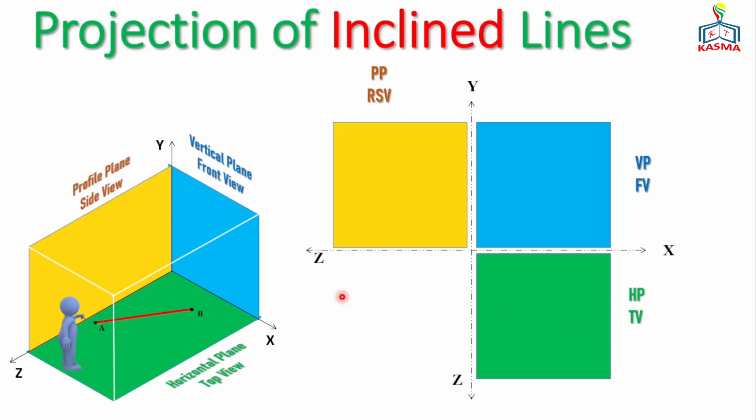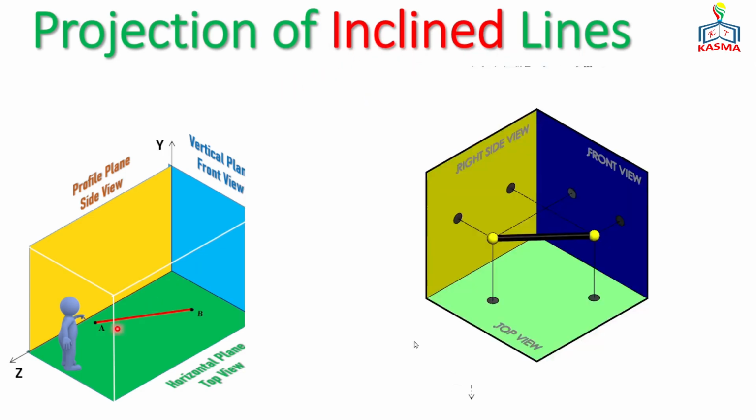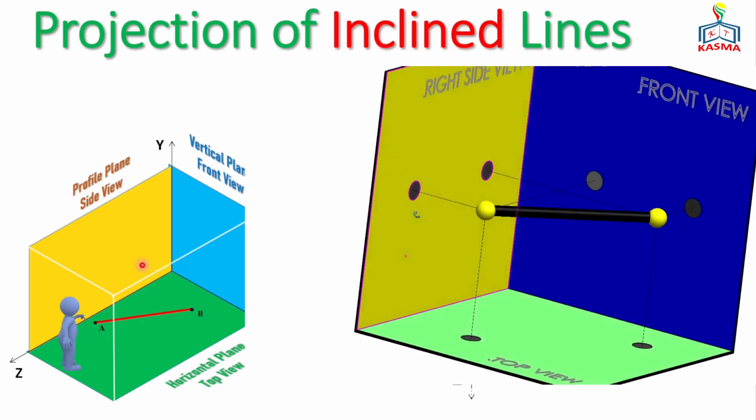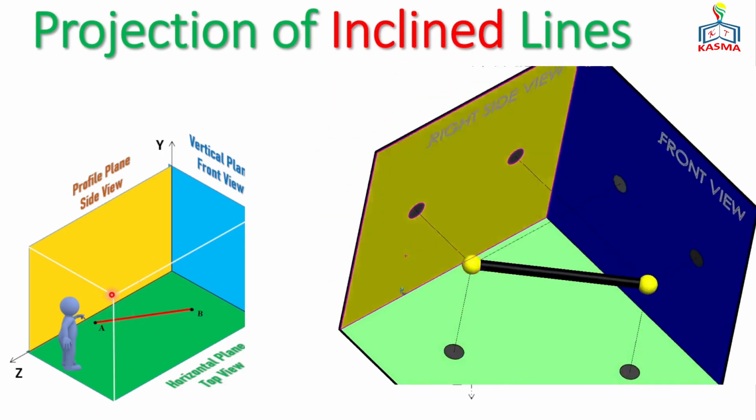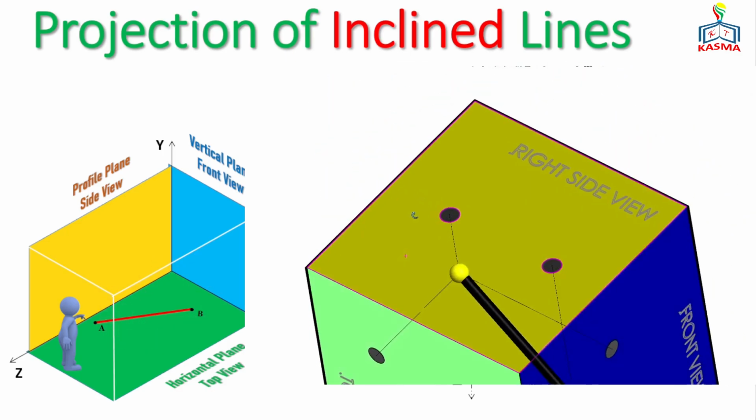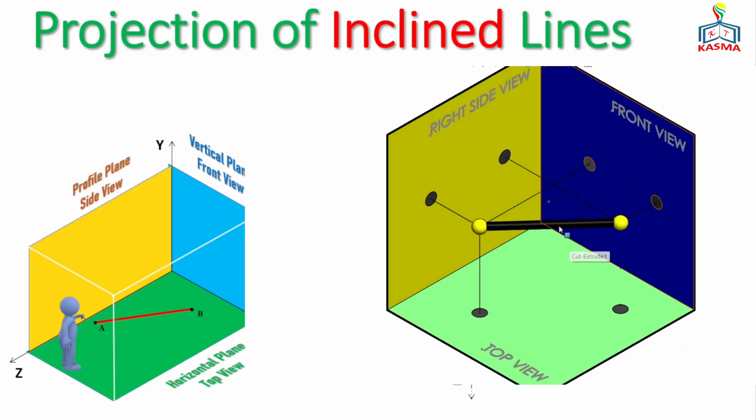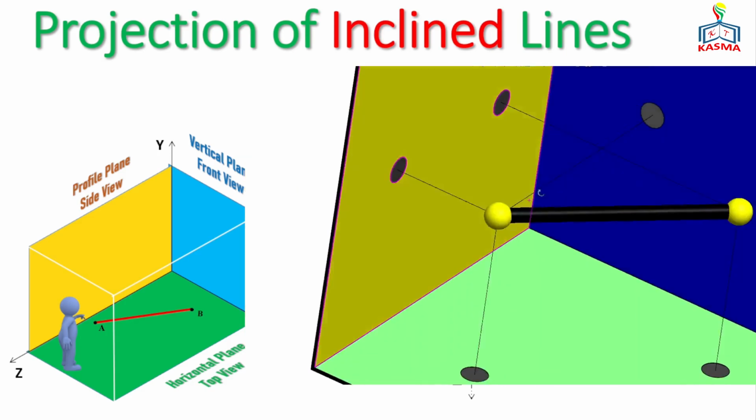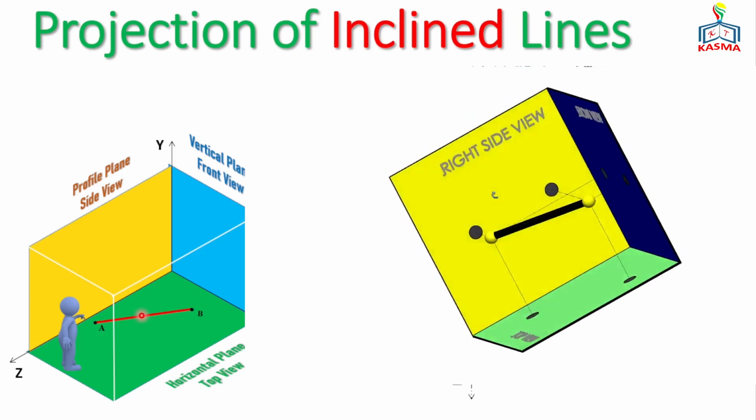In this video, I'll show you the projections of inclined lines. That means when an inclined line is just given in space, how we can produce the projection views, that is, the front view, side view, and then the top view of that line. Before projecting these views, what does an inclined line really mean?